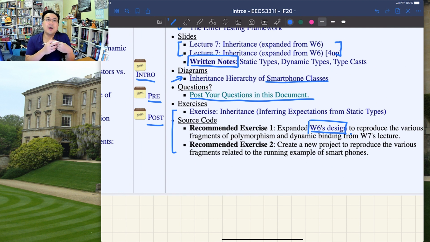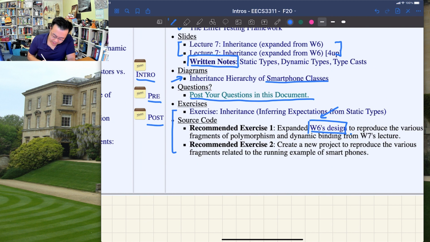And then for all the fragments that you will see in lecture number 7 this week, you can just put them onto that project from week number 6. So that will be the first exercise I suggest you do. For example, many times we talk about whether a particular line will compile or not, or whether a cast will stay runtime violation free, or trigger some runtime violation. These are the kind of experiments I would expect you to do to really strengthen your understanding.